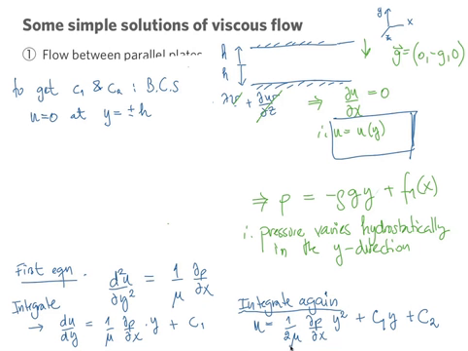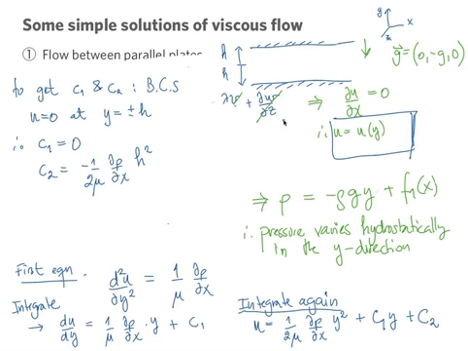If we put this back into here, we immediately can see that C1 has to be 0 actually. I'm going to go straight to the answer. C1 is equal to 0, C2 is equal to, if you put either plus or minus h, to be able to get u equal to 0, you just solve for C2 and you get minus 1 over 2 mu dp dx h squared. Just putting either h or minus h in this equation.